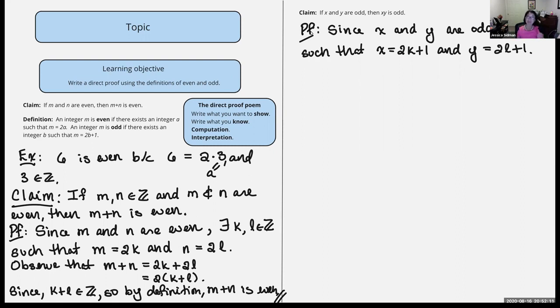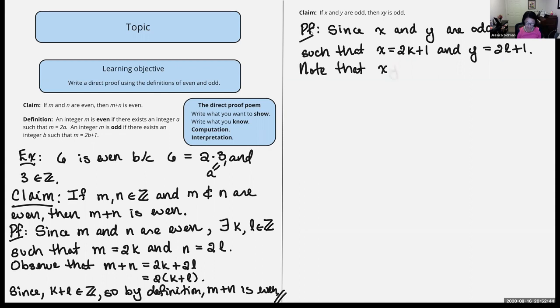So I've written down what I want to show, and now I've written down what I know. I've used up what I know. Now I've got to do some kind of computation. Okay, I already used "observe" last time. This time I'm going to start with "note that." So here I look, well, what am I trying to make a conclusion about? It's the quantity xy. So let's compute with that.